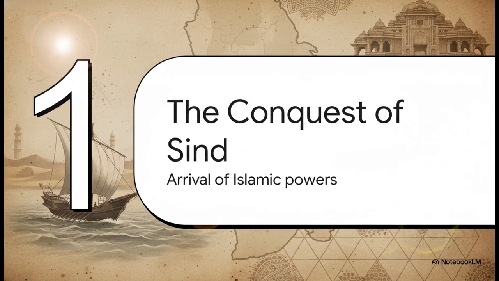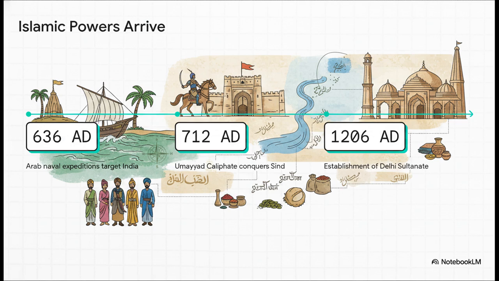Chapter 1, the conquest of Sindh, the arrival of Islamic powers in the Indian subcontinent. Let's see how this builds, because these initial conquests mark the earliest encounters between Islamic and Indian powers. As Islam expanded rapidly across the globe in the 7th century, the Indian subcontinent felt that shift almost immediately. We see early Arab naval expeditions targeting India as far back as 636 AD. But the real monumental shift on land happens in 712 AD, when an army of the Umayyad Caliphate successfully conquers the region of Sindh, which is in modern-day Pakistan. This was the first time Muslims held political power over a traditionally Indian population.